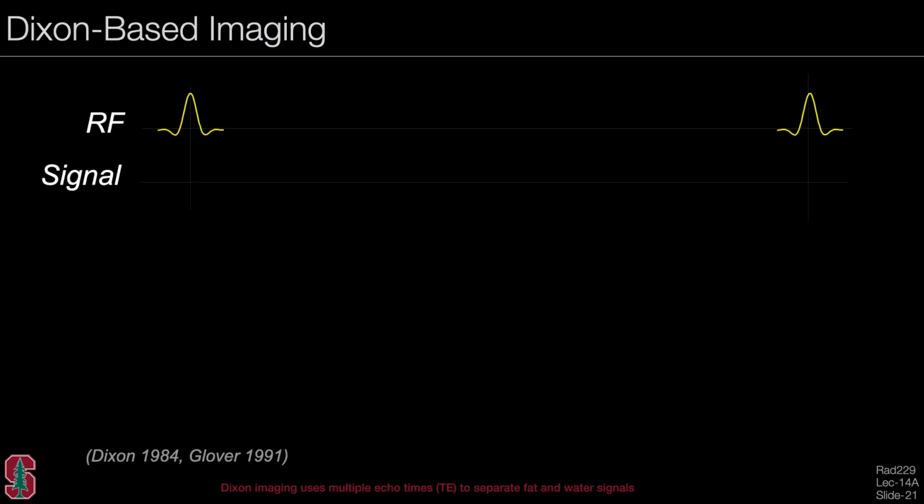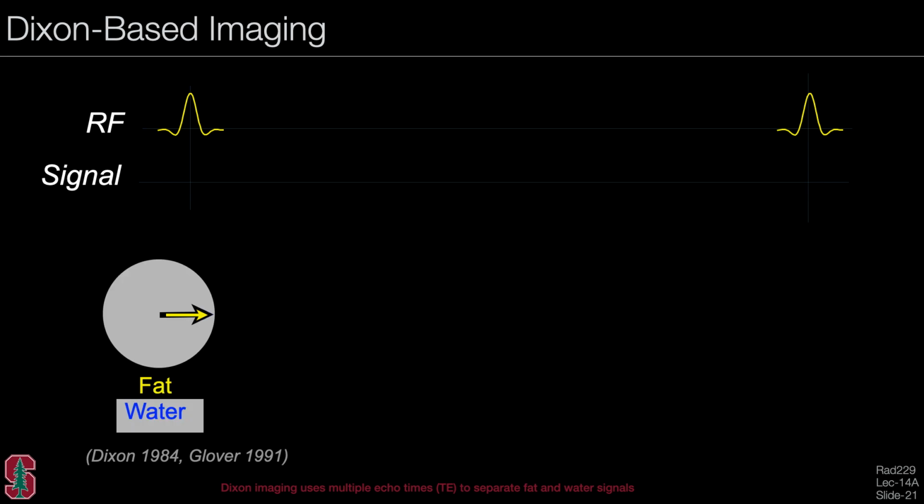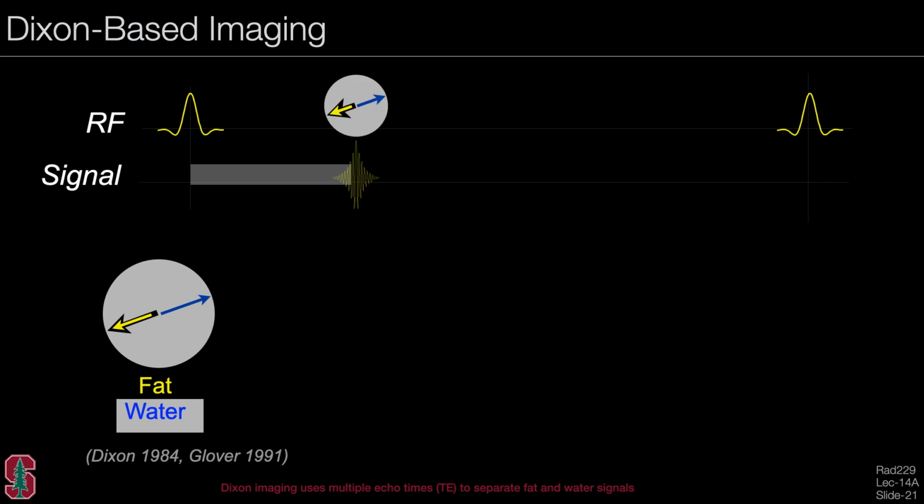So this brings us to another method of fat suppression, again not a magnetization preparation approach, and this is Dixon-based imaging here. So here we look at our sequence and we have our RF pulse and our signal. Remember, we have fat and water here, which are at different resonance frequencies. So what we can do is we excite our signal and we wait for fat and water to be 180 degrees out of phase. We acquire our signal, then we wait a bit longer and we acquire another signal. And this is where the fat and water are back in phase.